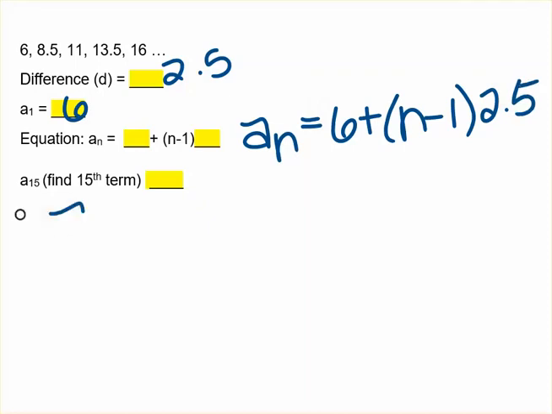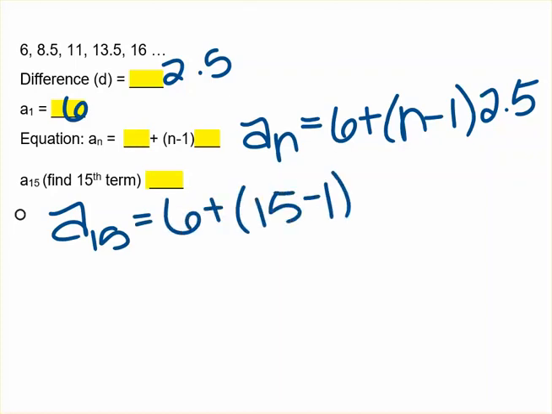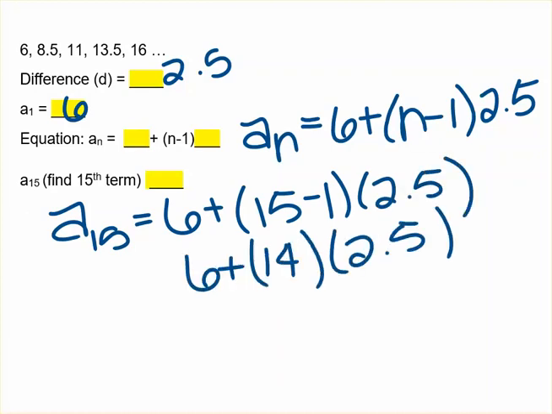To find the 15th term, we're going to substitute n equals 15. So 6 plus 15 minus 1 times 2.5. 6 plus 14 times 2.5 means our 15th term will be equal to 41.